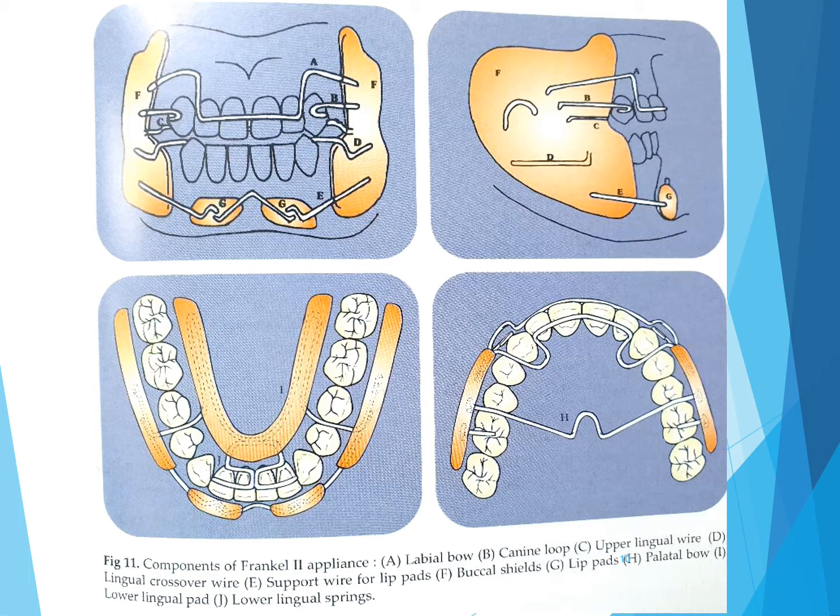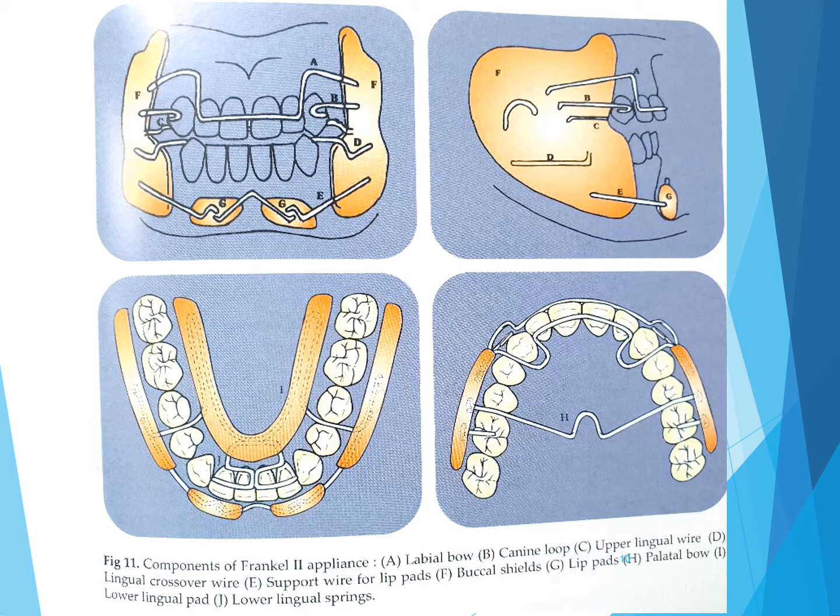And then secondly is the wire component. The first one is A, labial bow, which is the wire that extends from the buccal shield and then bends downward and lies on top of the incisal edge of the upper incisors. And then secondly is the canine loop. The canine loop extends from the buccal shield and touches the canine labial area. In this figure, the canine loop is labeled as B, and then C is the upper lingual wire.